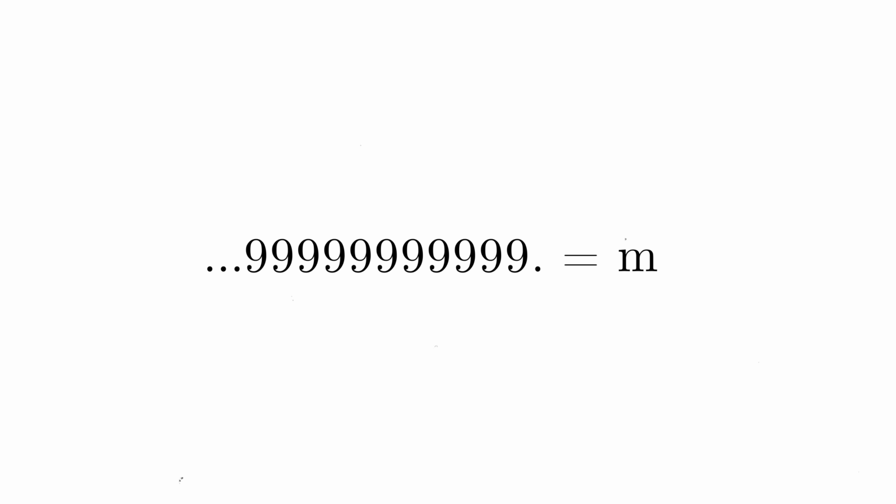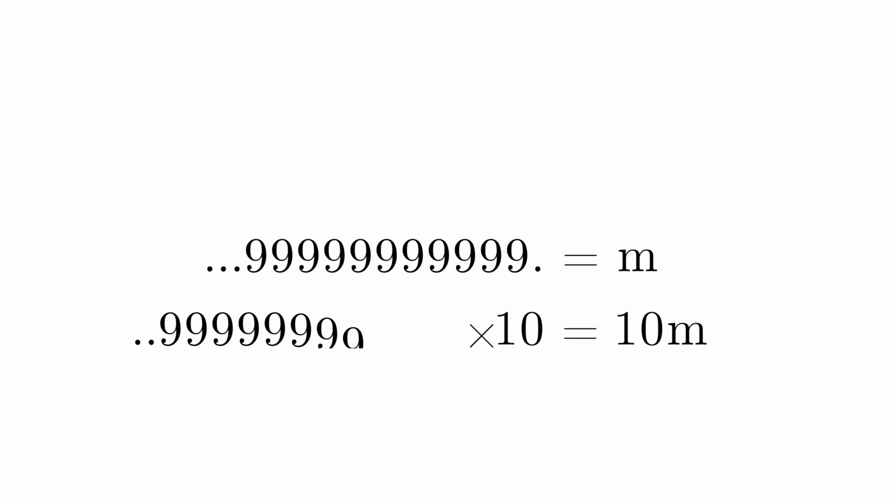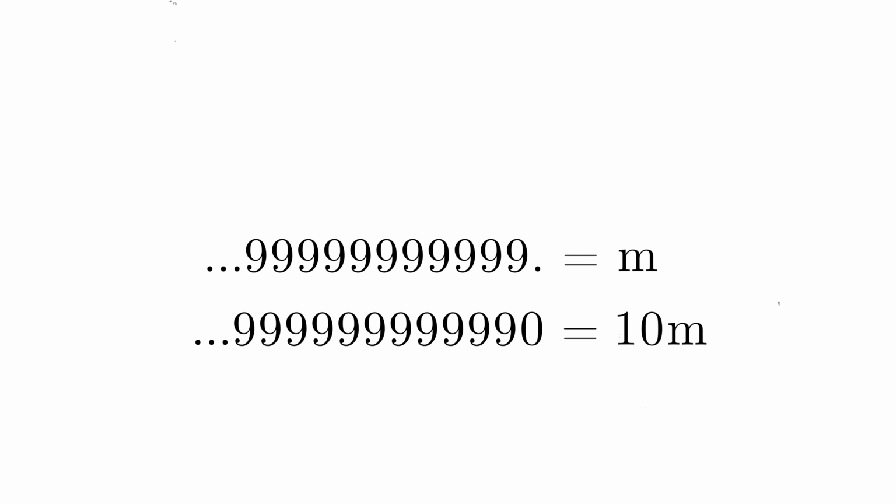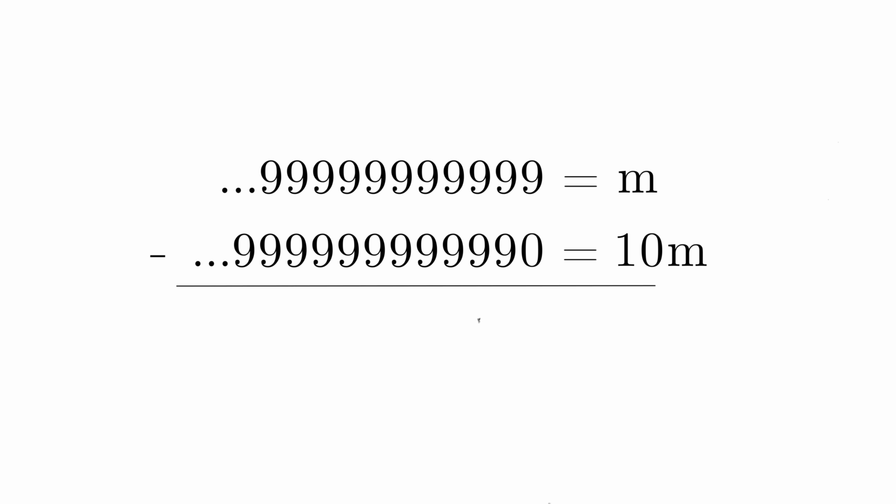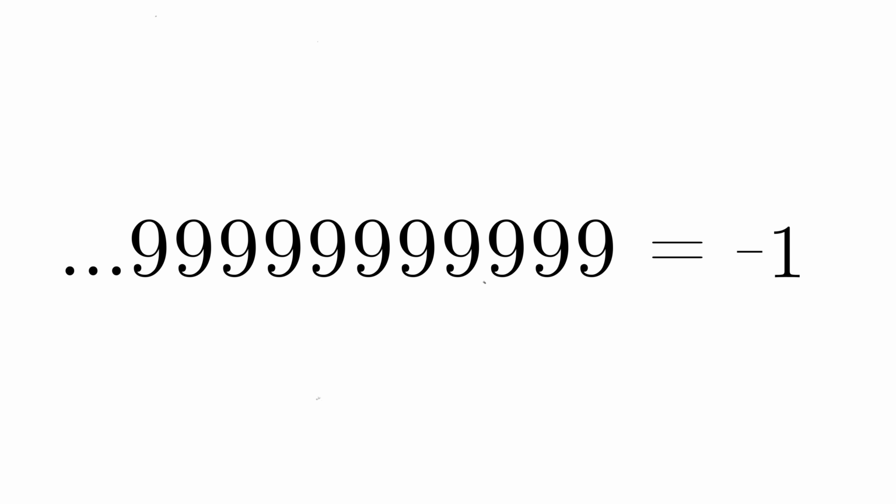Set it equal to, say, m, and then multiply both sides by 10. So we have 999999990 equals 10m. Now subtract this equation from the first one, and we get 9 equals negative 9m, meaning m equals negative 1. So this 10-adic string of all 9s is actually negative 1.